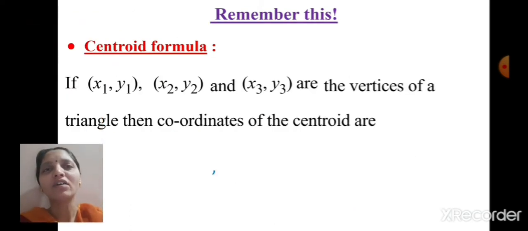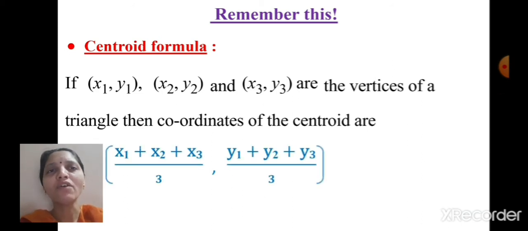Then we have learned the centroid formula. Now what is the meaning of centroid? Yes, centroid is nothing but a point of concurrence of medians of a triangle. So here if x1, y1, x2, y2 and x3, y3 are the three vertices of a triangle, then coordinates of a centroid are x1 plus x2 plus x3 upon 3, y1 plus y2 plus y3 upon 3. So these are the two coordinates of a centroid.